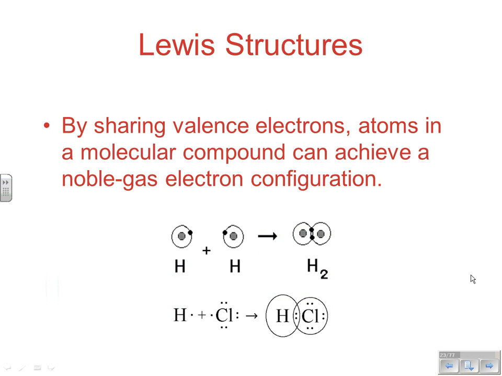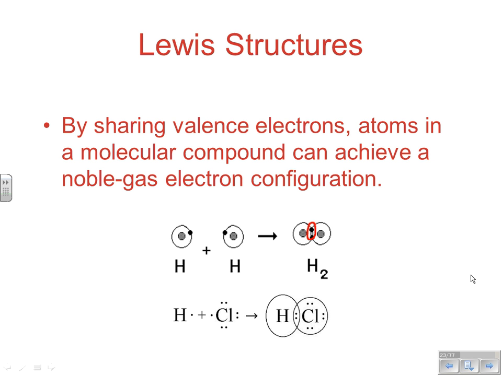Now, by sharing valence electrons, atoms in molecular compounds can achieve a noble gas electron configuration. Yesterday we looked at how metals and nonmetals can transfer electrons, forming a noble gas configuration in ionic bonding. Well, you can also do the same thing by sharing electrons. Two hydrogen atoms have the exact same strength of attraction to the electron, so one's not strong enough to steal the electron from the other. So they come together and share those two electrons. And when they share the electrons, both of them have a noble gas configuration like helium.